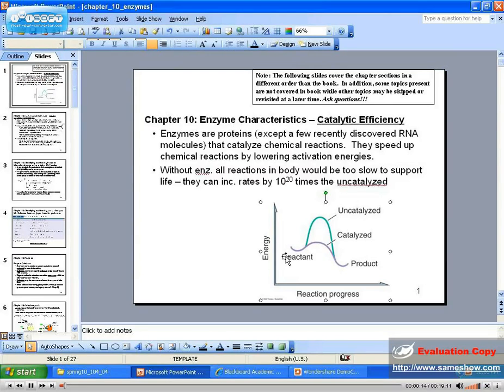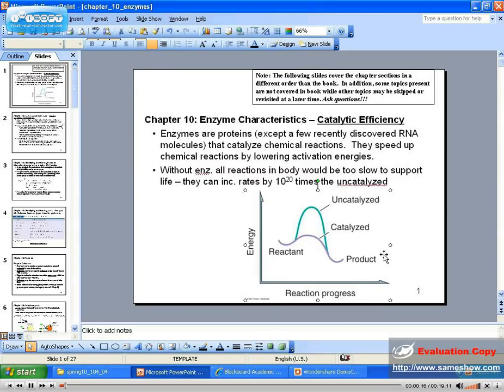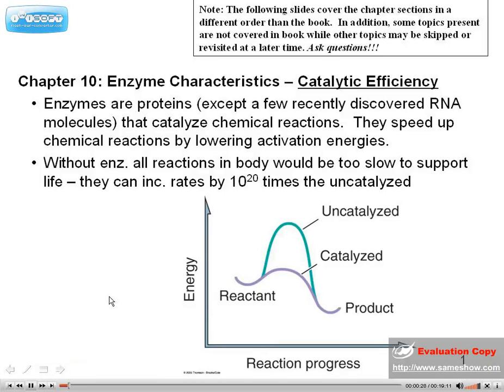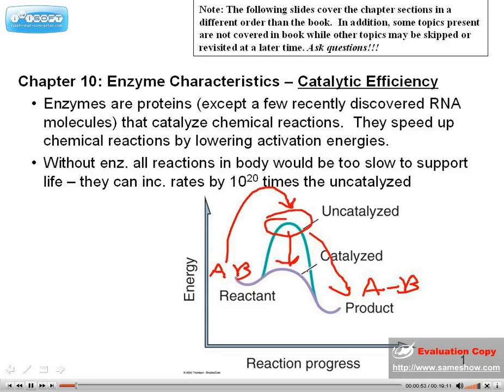In a nutshell, enzymes optimize the collision alignments of incoming substrates, which thereby lowers the activation energy. In this case right here, this is the uncatalyzed reaction. If I have substance A and B, I'm going to need to provide this amount of energy in order to create our final AB product. Whereas with the catalyst present, it actually lowers the activation energy required.